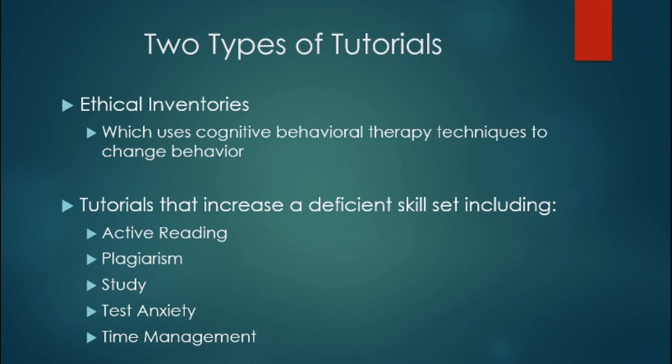Now we have two types of tutorials in this package. First is ethical inventories, which use cognitive behavioral therapy techniques to change behavior. Then we also have tutorials that increase a deficient skill set, including active reading, plagiarism, study skills, test anxiety, and time management, with the idea being that if we can address the underlying reason a person cheats or plagiarizes, maybe we can help prevent them from doing it the next time.